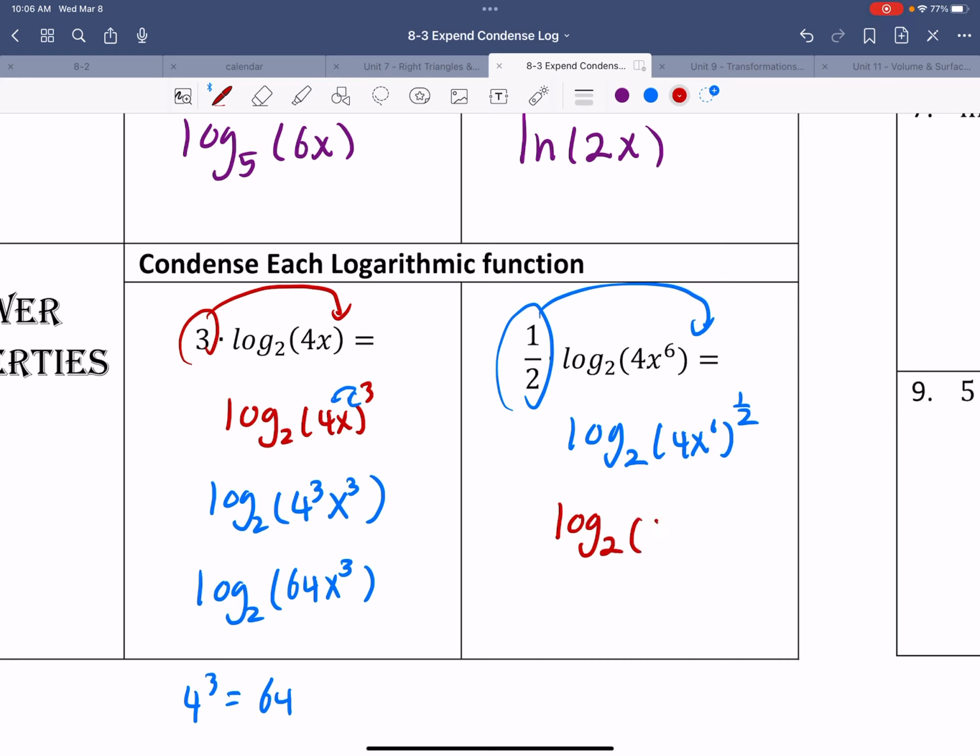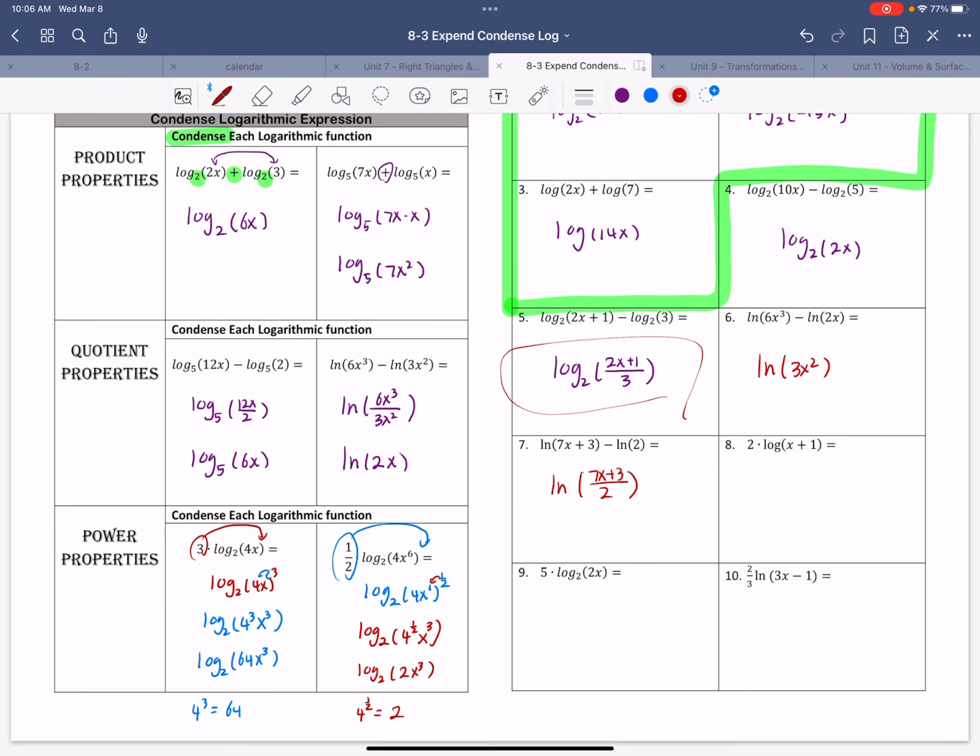it's gonna be this: 4 to the 1/2 power, x to the, when you multiply, if you have an exponent, 6 times 1/2 is 3. And 4 to the 1/2 power, if you use decimals, that will give you 2. It's not 4 times 2, I'm telling you. So that's how you do it. So you guys can finish this one by yourself.